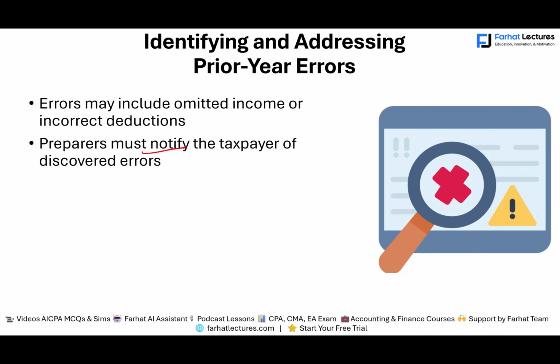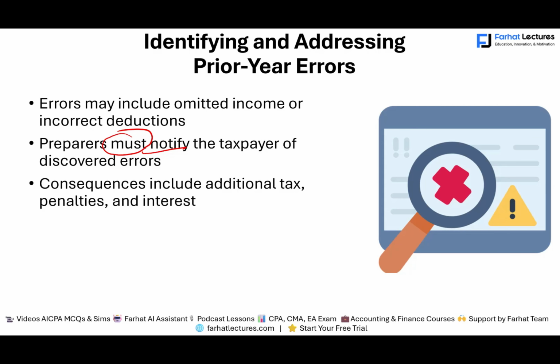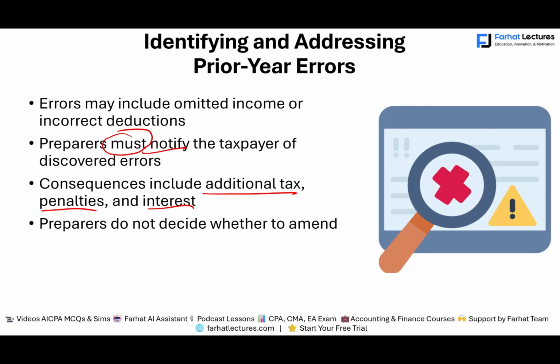So you must notify the client of the error that you discovered. And sometimes the error could be in your favor, sometimes it could be against the client. So sometimes it might include additional tax, penalties, and interest, and sometimes the error could end up giving the client more refund. Regardless, you have to let them know. However, keep in mind, the tax preparer cannot decide whether they need to amend or not. That remains with the client. So preparers do not decide whether to amend or not.